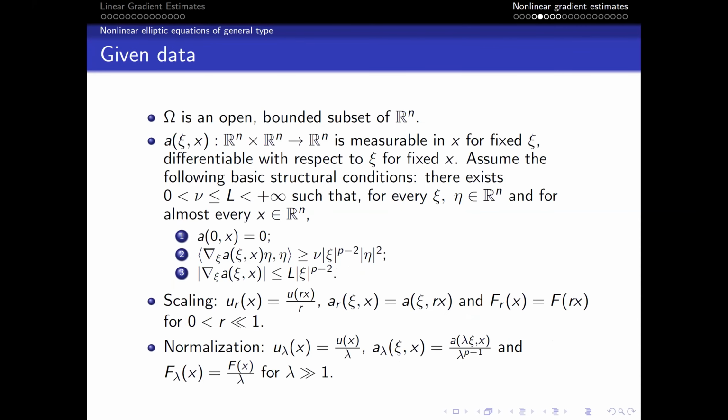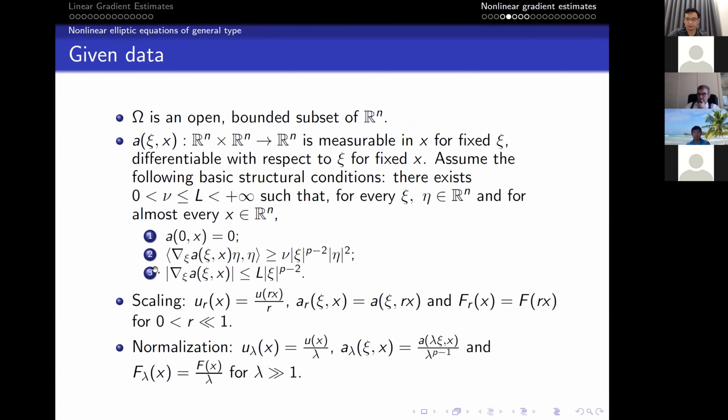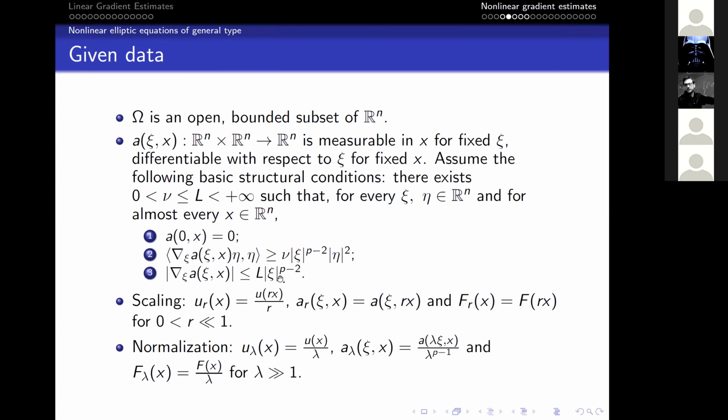Okay. So again, before, Professor Minzoni actually introduced these structure assumptions for these nonlinear p-Laplacian problems. So let me say again, omega is just a bounded domain. And the nonlinearity is a Carathéodory function, meaning it is measurable in x and differentiable with respect to the gradient variable. And assume this assumption. Okay, so this is elliptic and has growth. And the good thing about these nonlinear elliptic problems in terms of the maximal function is that they have this scaling and normalization property.